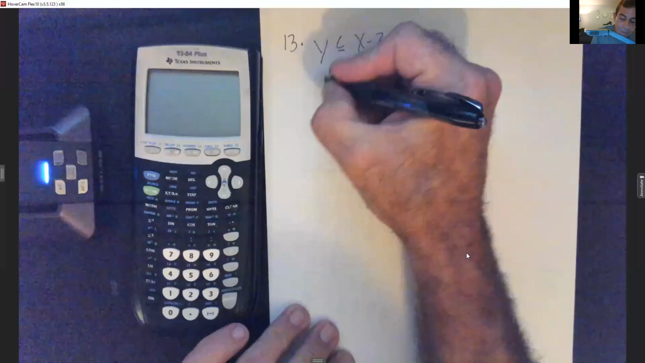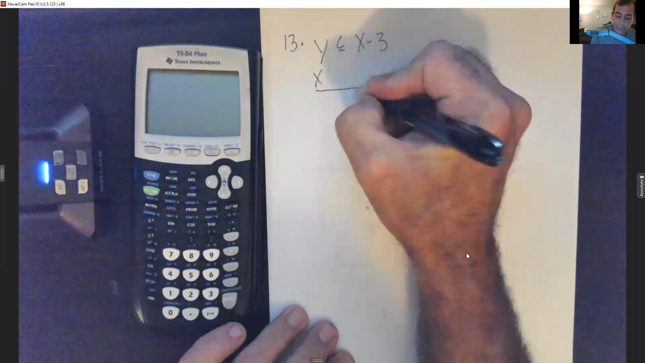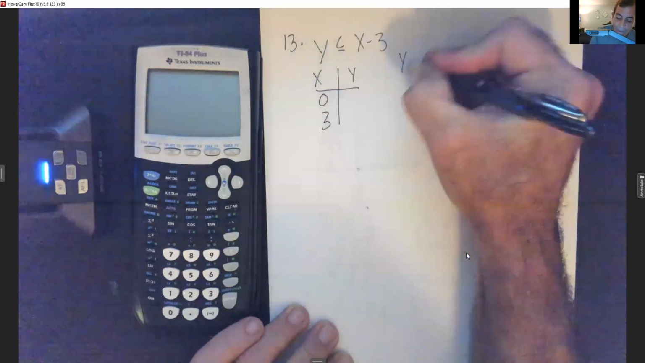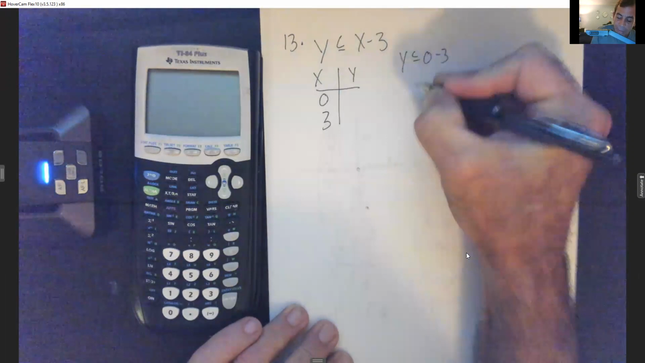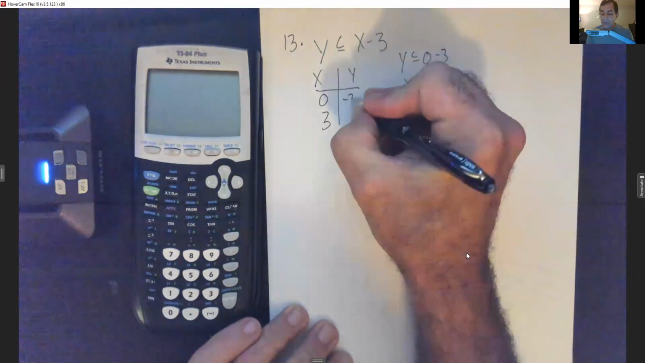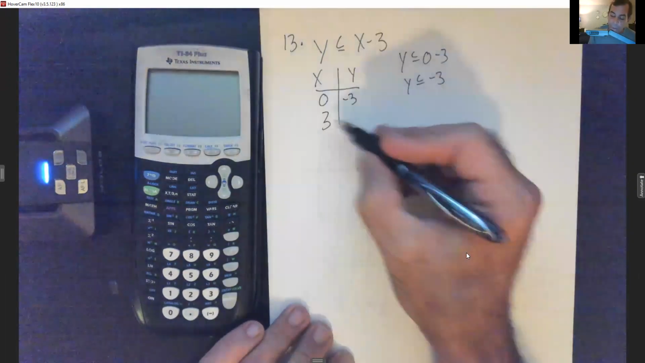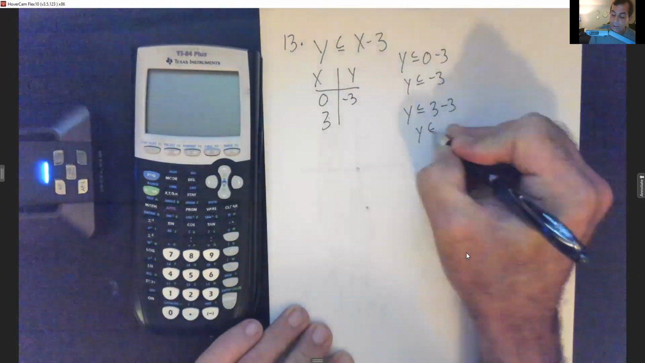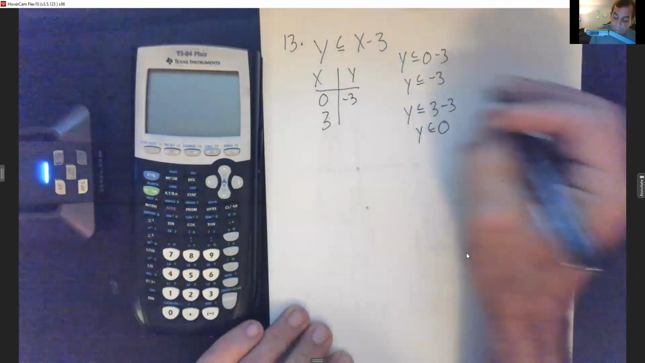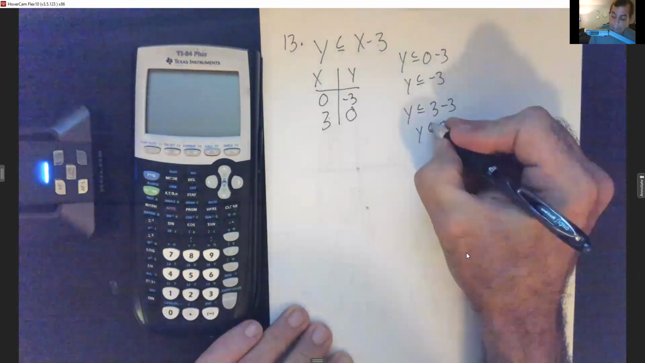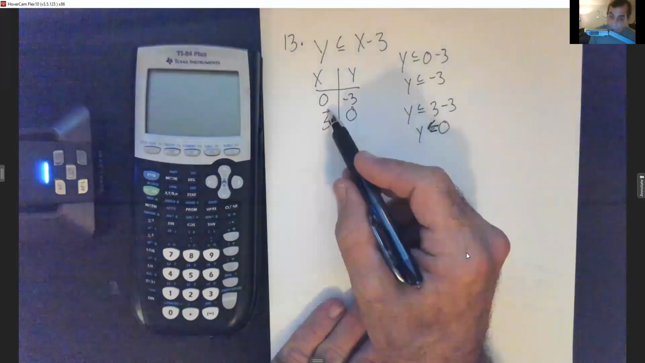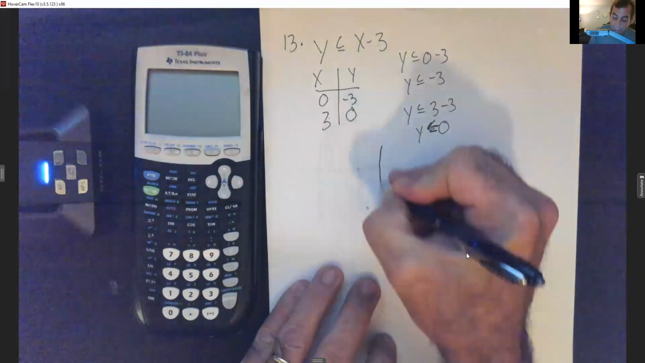So once again, I'm going to set up an x and y table. I'm going to use 0. You know, I might use 3 because watch this. If I put a 0 in, I get -3. So I can put that -3 right there, right? 0 minus 3 is -3. Now watch this. When I put a 3 into that, that'll be 3 minus 3. Well, y'all, 3 minus 3 is 0. So I get a 0 there. So that was that little less than or equal thing. All right, so 0, -3, 3, 0 is going to be our points.